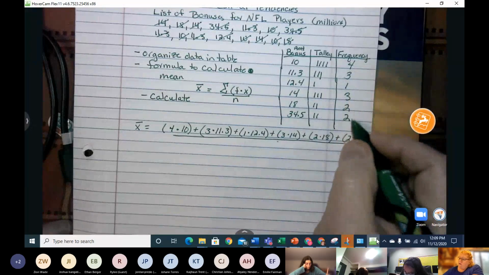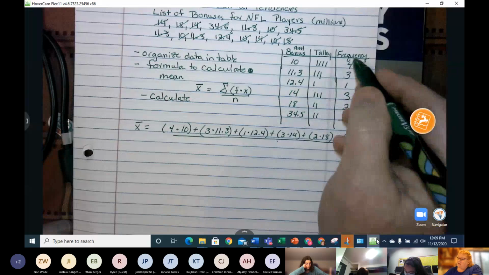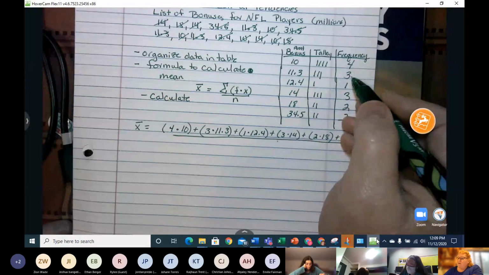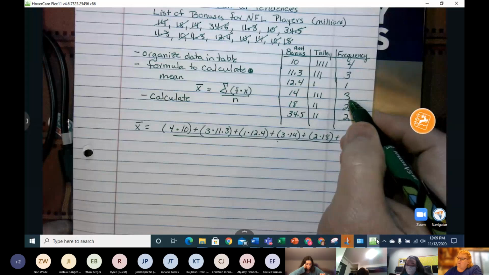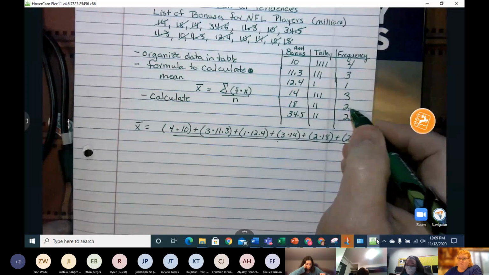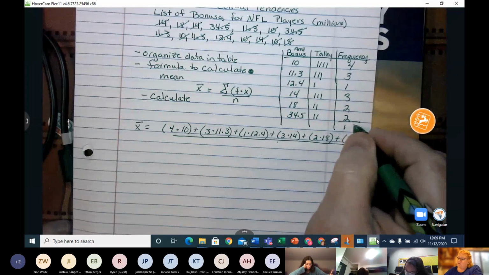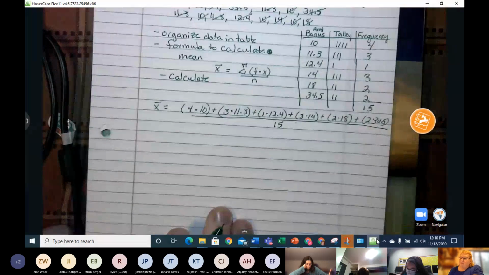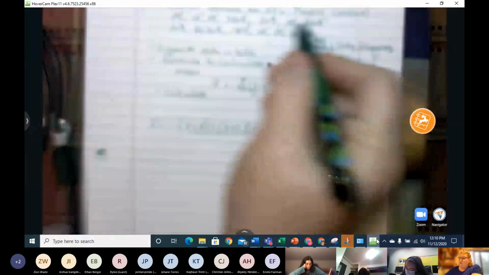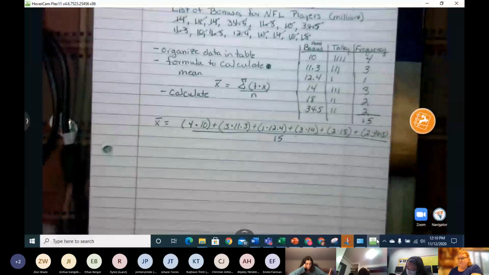So what I want to do is to add up my frequency column. 4 plus 3 is 7, plus 1 is 8, plus 3 is 11, plus 2 is 13, plus 2 makes 15 for my total number of data values. Of course, I could go up here and count my list as well.